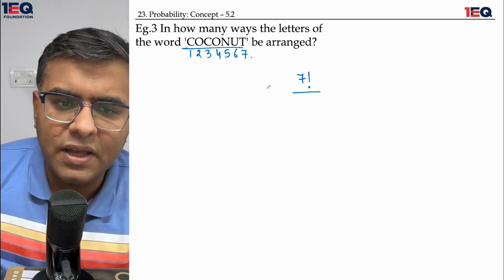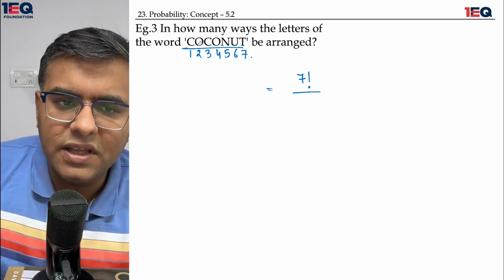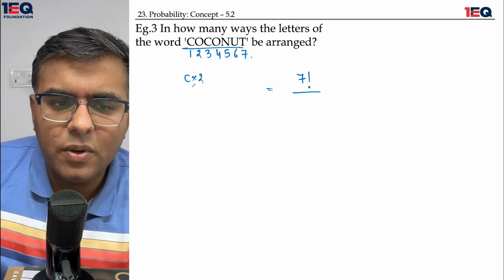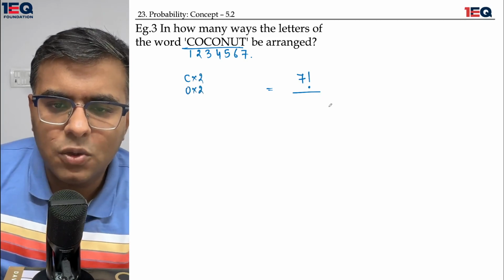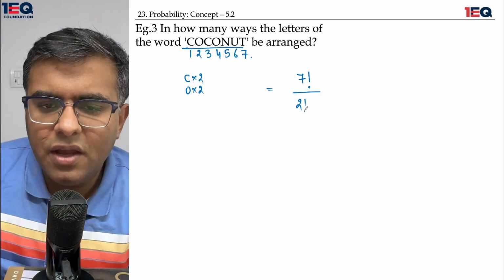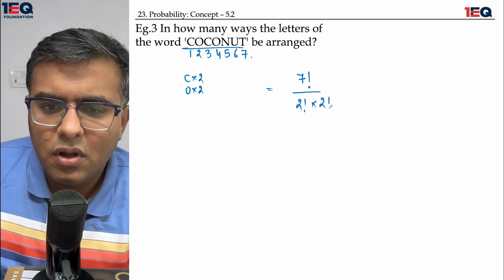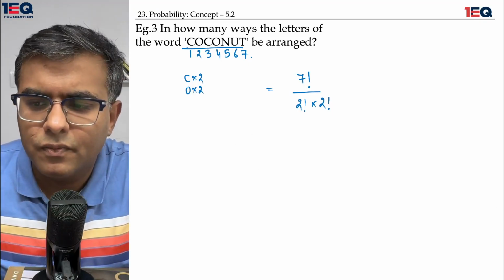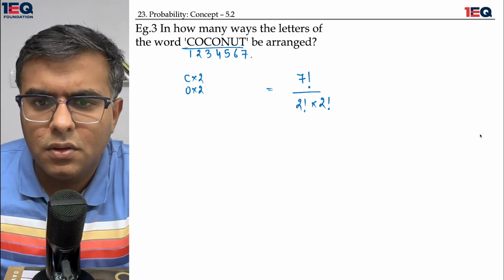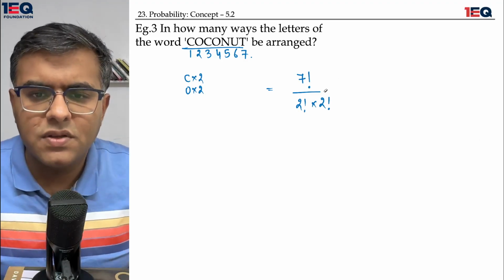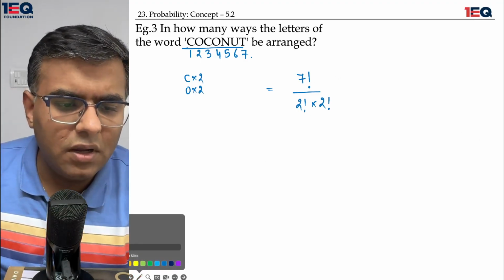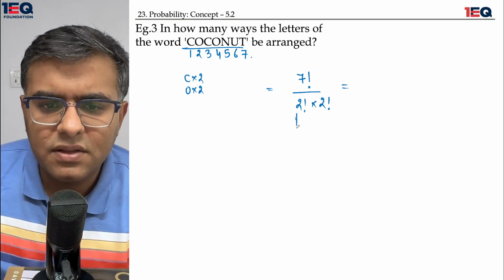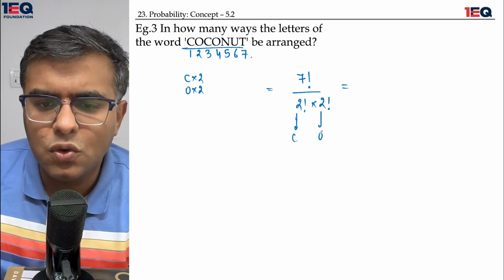But I have to take care of the letters which are repeating. Here, 2 letters are repeating. C is coming twice, and O is also coming twice. So I'll have to divide that by 2 factorial, and 2 factorial. So 7 factorial divided by 2 factorial and 2 factorial. Why did 2 factorial come twice? The reason is that there was C over here and there was O over here.